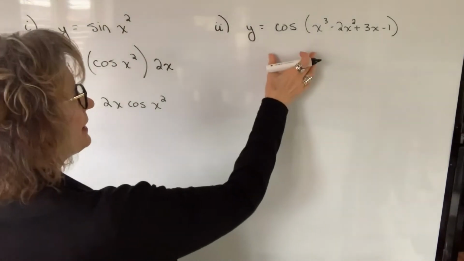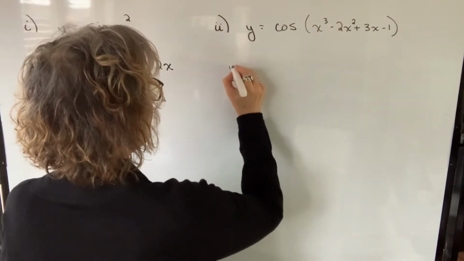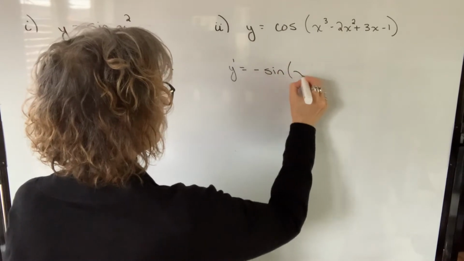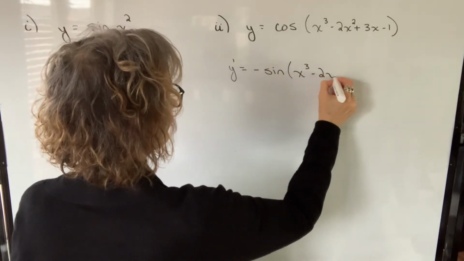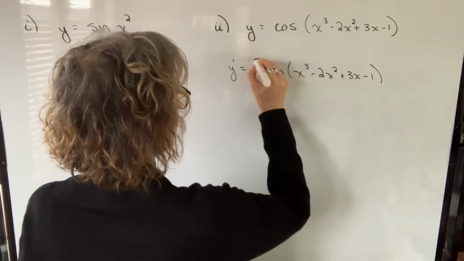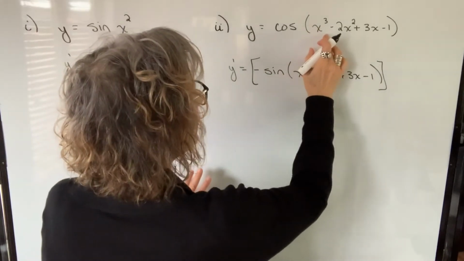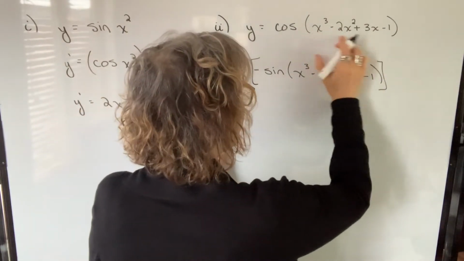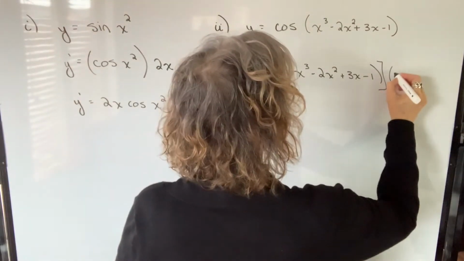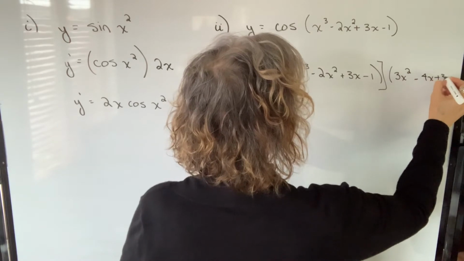Let's take a look at our next example. We've got the cos of some function. So we know the derivative of that will equal the negative sine of that same function. And I'm going to put square brackets around that. And now the chain rule tells me I have to go inside the cos function and find the derivative of this. So the derivative of that will be 3x squared minus 4x plus 3.